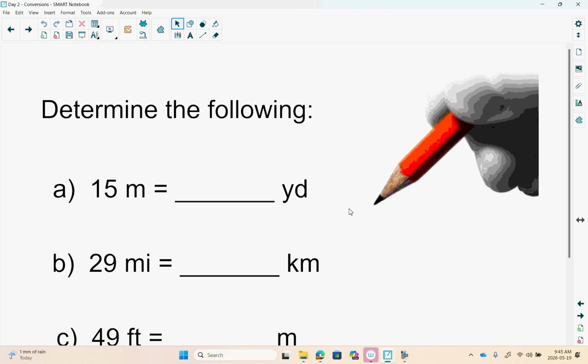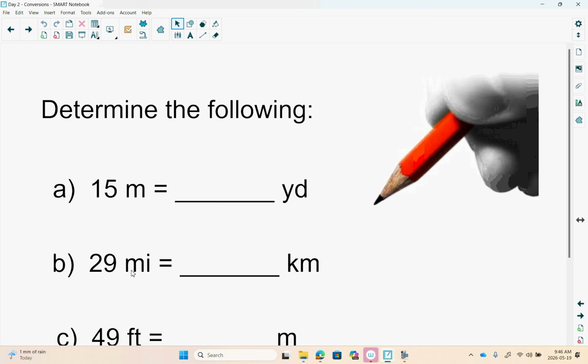Here's a couple of examples. So again, while you're doing this, make sure that you have your formula sheet in front of you. I'll grab one now. There are 3 conversions for us to try. The first one goes from the metric system to the imperial system, meters to yards.